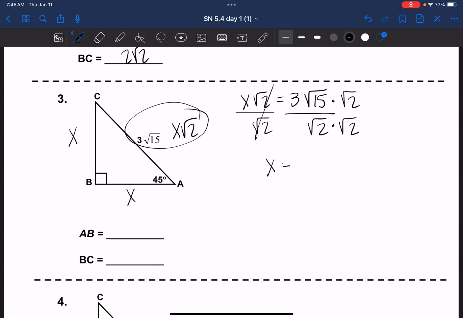So I'm going to end up with x is equal to 3 square root of 15 over square root of 2, times square root of 2 over square root of 2. Since these numbers are both under a radical, I can multiply them, which would give me square root of 30 over 2. 3 is not divisible by 2, nor can the square root of 30 be simplified. So our value of x is just 3 square root of 30 over 2. And since both sides AB and BC are x, that is going to be the value for both of these side lengths.